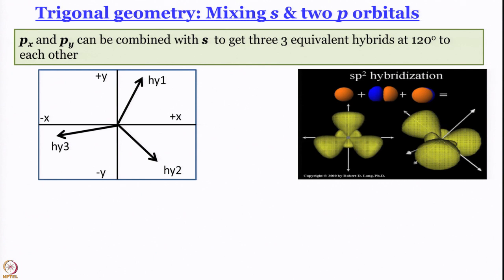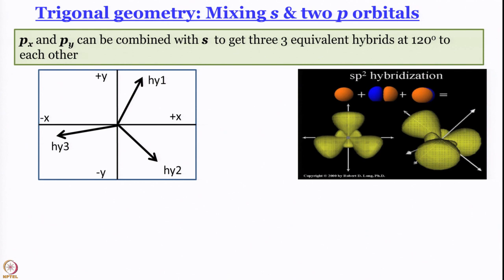Next, I want to talk about AB3 kind of molecules, that is trigonal geometry. Since I need 3 hybrid orbitals like this and they have to be at 120 degrees with each other, I need 3 atomic orbitals to participate in the process of hybridization. Now, the orbitals that I use are s and p orbitals, right? 3 orbitals, one has to be s always, right? You cannot really mix only 3 p orbitals and get what you want, okay?